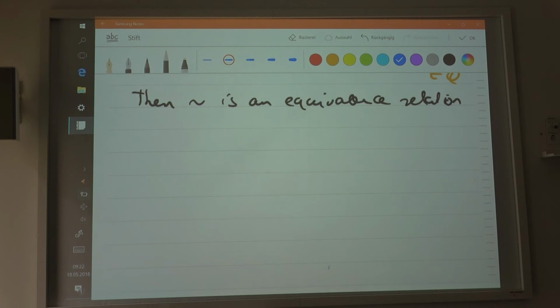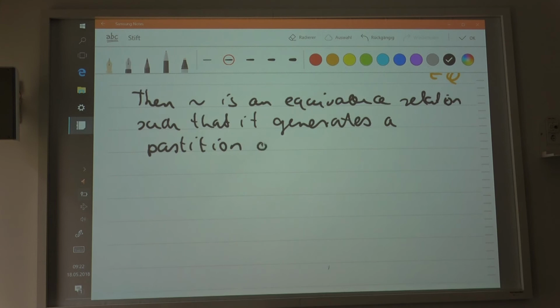Okay, so then of course this is an equivalence relation such that it generates a partition of the set of real numbers by means of its equivalence classes. Okay. Of its equivalence classes.